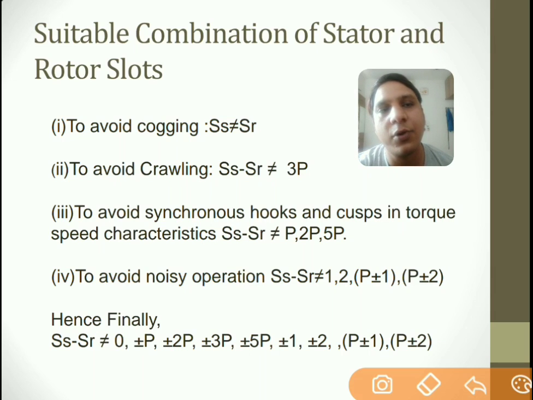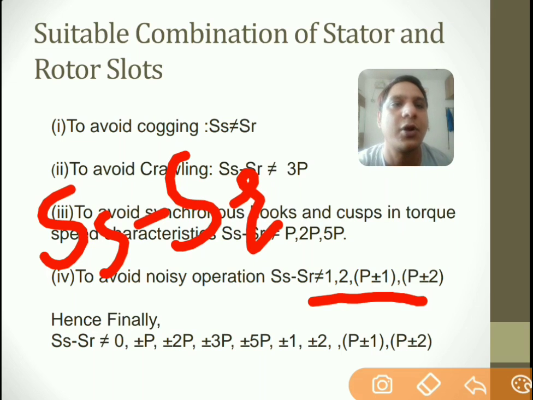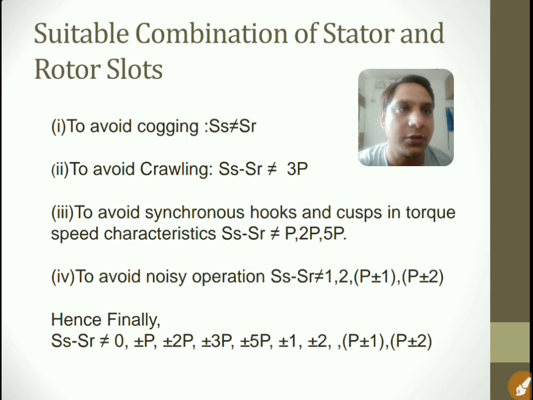Apart from that, if you want to avoid noisy operation, the noise which is developed in an induction motor, then this is the condition to be satisfied: SS minus SR, the number of stator slots minus the number of rotor slots, should not be equal to 1 or 2, or P plus minus 1, P plus minus 2. Again, I need to mention P here is the number of poles, generally 2 pole, 4 pole induction motors, as we have heard.